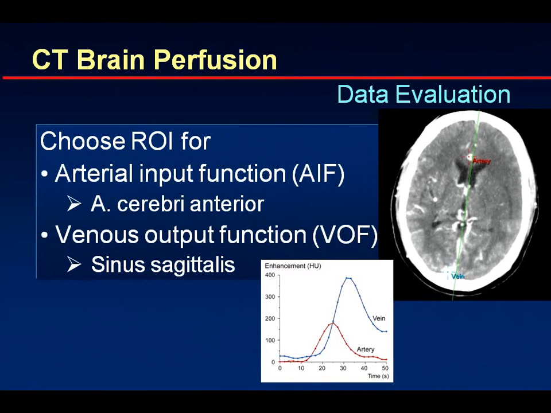We then, once we've acquired the data, choose an arterial input function. The classic choice is the anterior cerebral artery. The reason for that is it goes perpendicular through these thick slabs, which means the least partial volume effects there. And then you take a vein. Usually it is somewhere in the sagittal sinus.